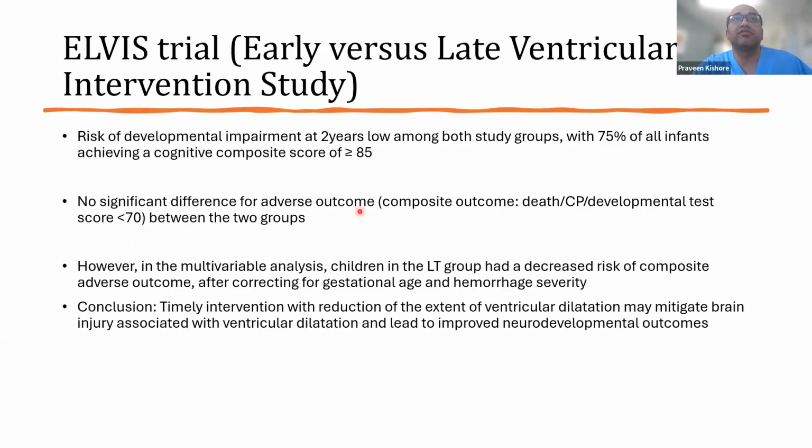The risk of developmental impairment was low amongst both groups, so no clear difference between either of the groups. No significant difference for CP, cerebral palsy, or developmental test score less than 70. I think the conclusion was that if you do a timely intervention to reduce the ventricular dilatation, it will reduce the brain injury associated with ventricular dilatation. I don't think there was a clear conclusion here.